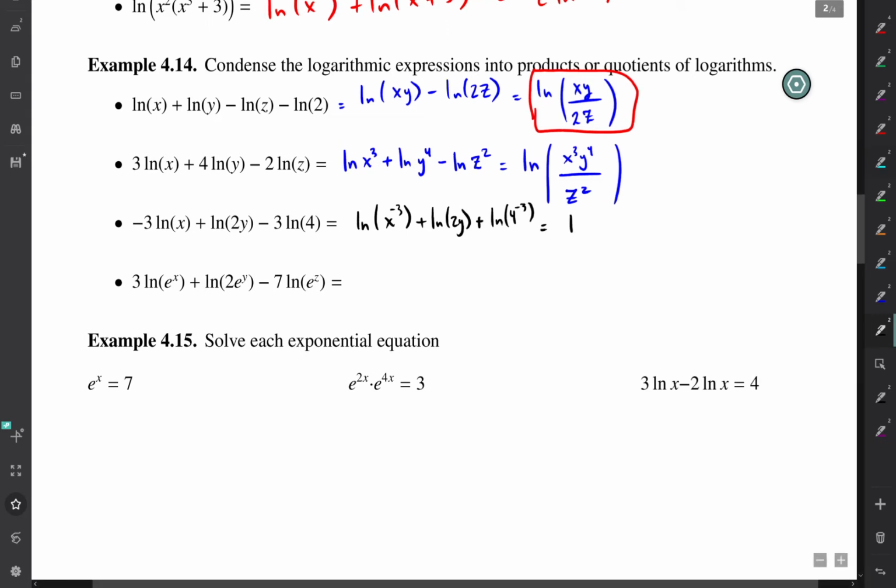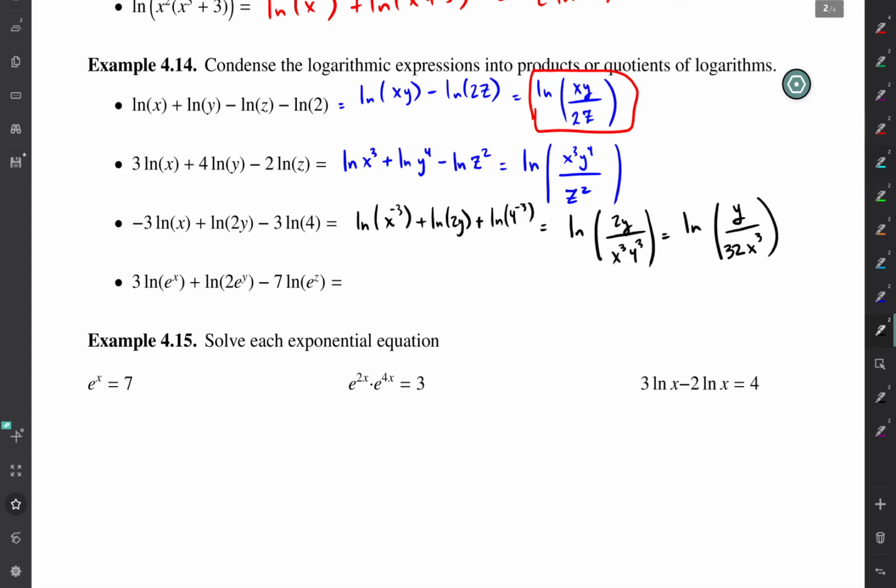So in this case, you would get ln of the quantity 2y is in the numerator because it has a positive power, but then the x to the minus 3 will become x to the third when you put it in the denominator, and the 4 to the minus 3 becomes 4 to the third when you put it in the denominator. And you really should simplify that 2 over 4 to the third. That's like 2 over 64. So you should make that 1 over 32. So we have y over 32x cubed. And again, that simplification was that you had 2 over 4 to the third, and so that's equal to 1 over 32.